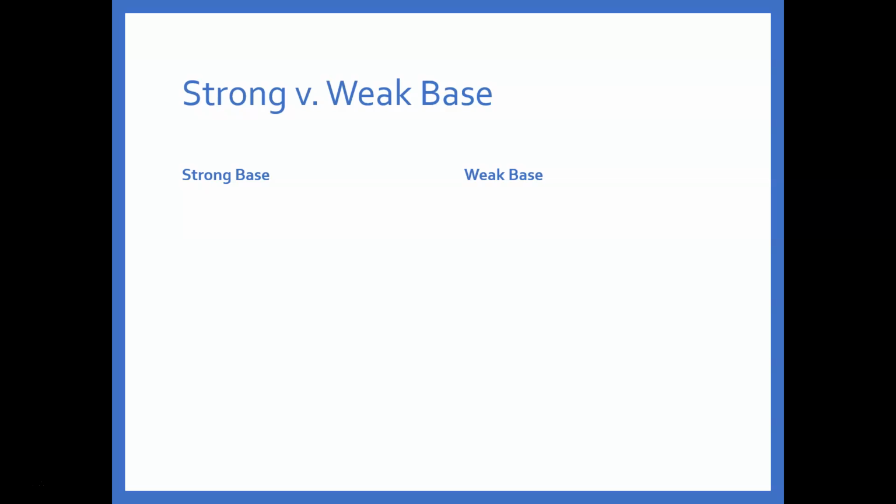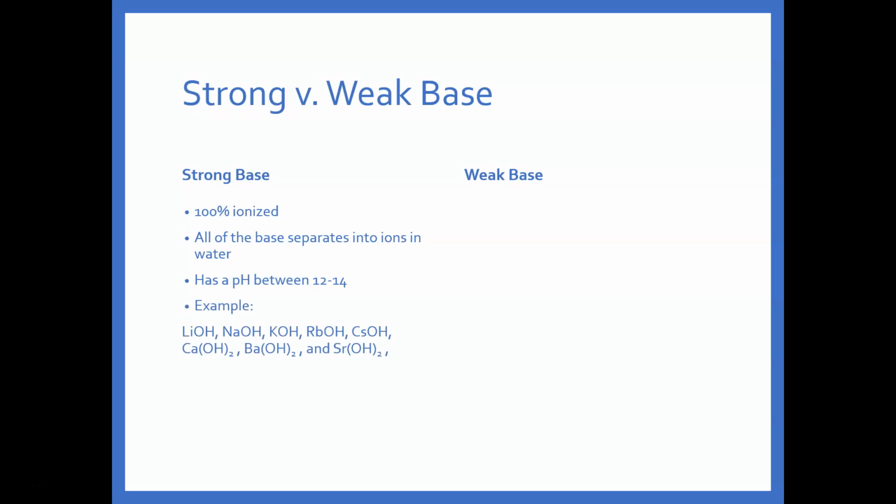We can also have strong versus weak bases, where once again a strong base is going to 100% ionize, meaning that all of the base separates into ions in water. These typically have a pH between 12 and 14, so the very highest end of the pH scale. Some examples are lithium hydroxide, sodium hydroxide, potassium hydroxide, rubidium hydroxide, cesium hydroxide, calcium hydroxide, barium hydroxide, and strontium hydroxide. Just like the acids, you are responsible for memorizing all 8 of our strong bases.